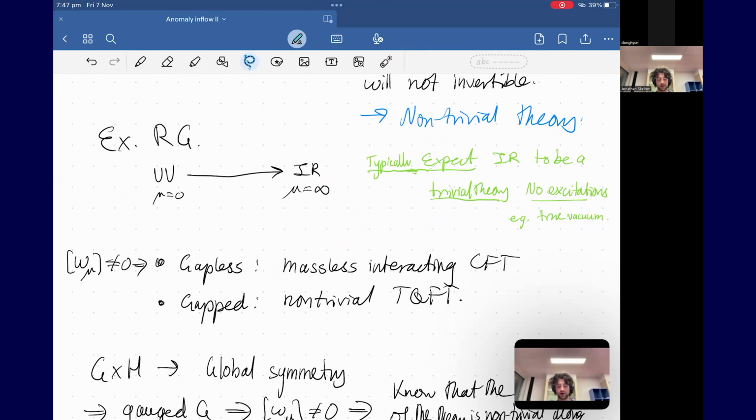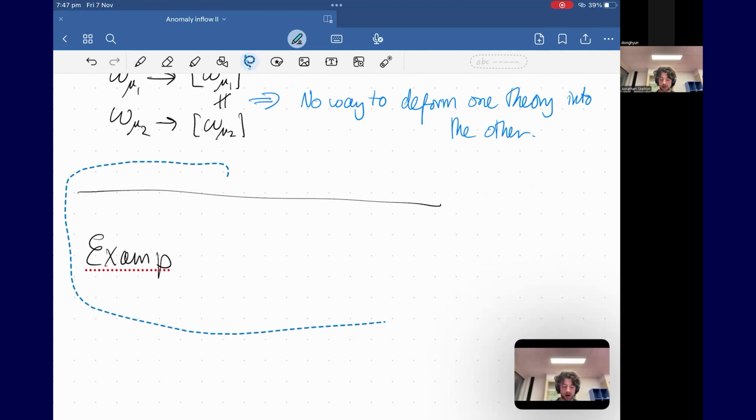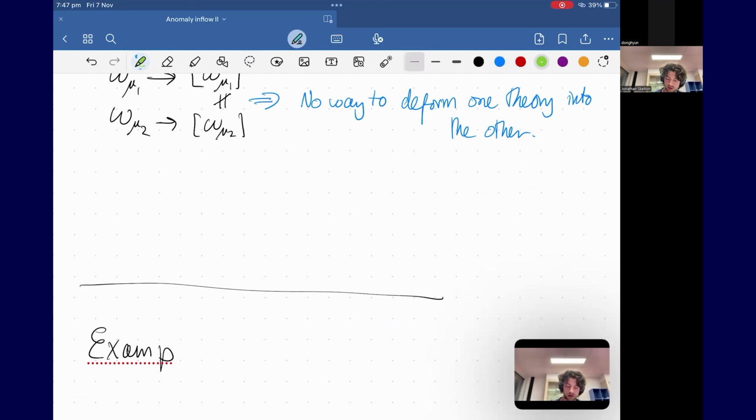But before I go on, one small caveat is that there's one exception to this. It could just be that the symmetry group is spontaneously broken.